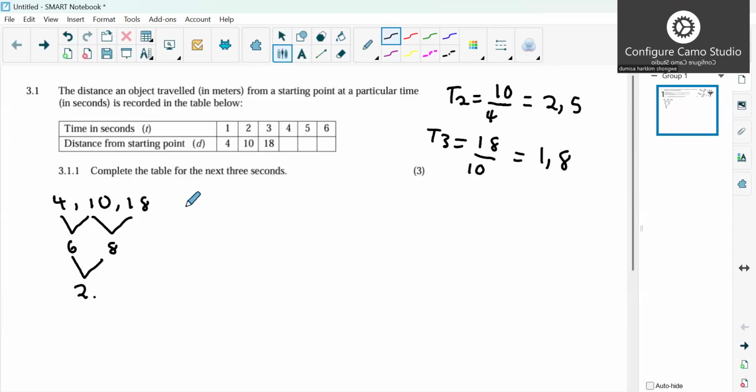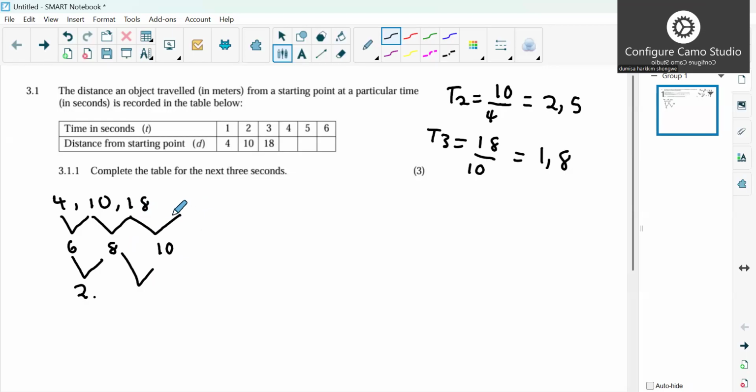So for us to get the other terms now, we're going to get the third term of the first difference. We are going to add 2 to get the next one. So if we say 8 plus 2, 8 plus 2 is 10, so we're going to get 10. Now from there onwards, we have 18 plus the 10 that we just got now, which is going to give us the first term that they wanted.